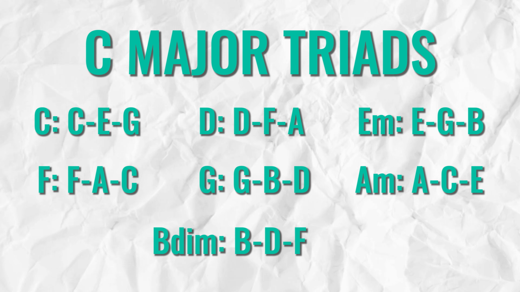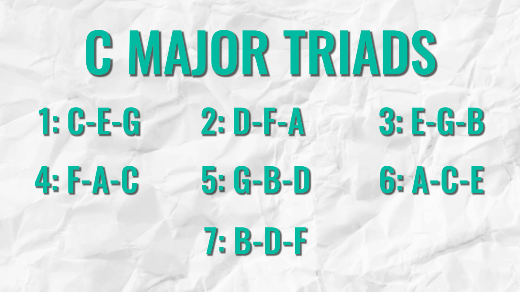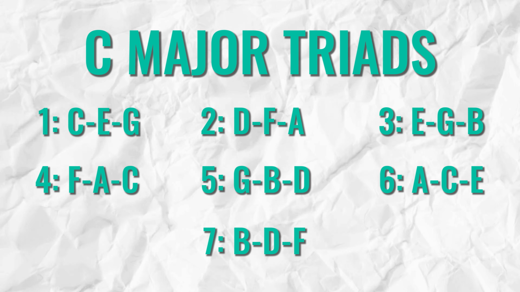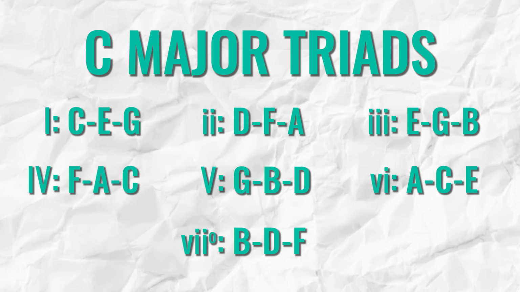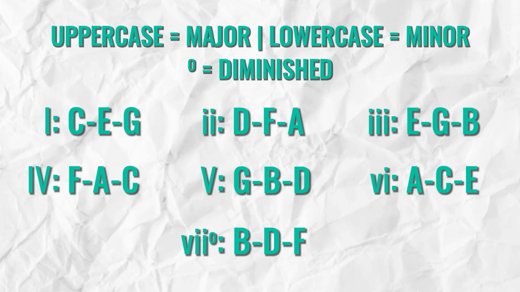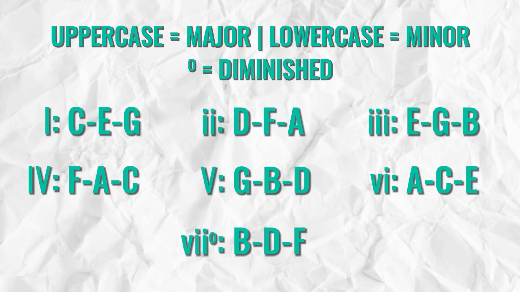Here's where the number system comes in. Instead of using chord names like C or D, we use numbers based on their position in the scale. The triad built on the first note, C, E, G, is the 1 chord. The triad built on the second note, D, F, A, is the 2 chord, and so on all the way to 7. Now you might be wondering, why are some of those numbers uppercase and some are lowercase? Uppercase means the chord is major, and lowercase means the chord is minor. And if you see a little circle next to a number, that means it's diminished.